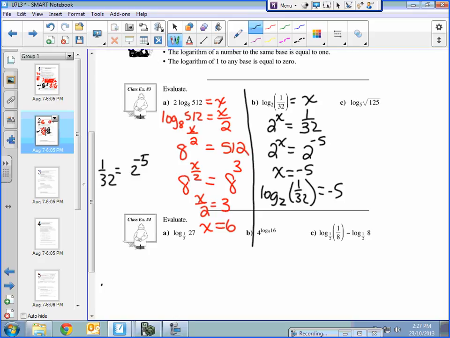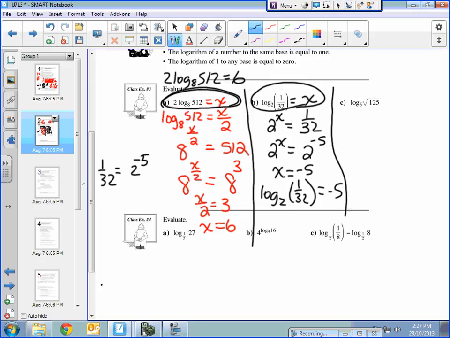Yes. To rewrite this, it would be 2 log of 512 base 8 equals 6. So you're basically just using your original equation and you're putting your variable into it. Always use your original equation. So we're using this original equation and we're putting that variable into it. Okay. Any questions with that one?